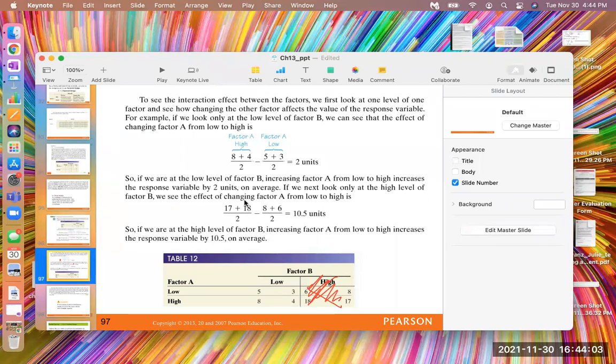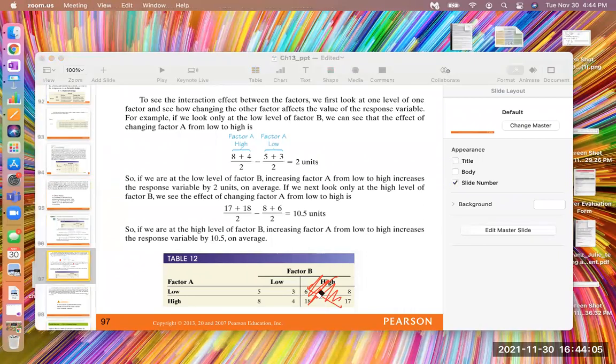So now they look at just the high level of B. So they ignore the low level of B and they focus on the high level. And they're like, okay, well, what if we are applying lots of factor B? Let's see what happens to A. Let's see what the effects of A are. So they find the 18 plus 7, find the average of that, and then find the average of 6 plus 8. That's what they're doing here. And they subtract it, and the effects of A at a high level of B are 10.5 units.